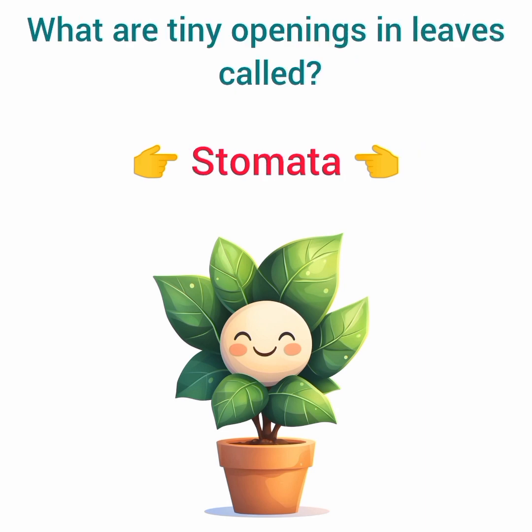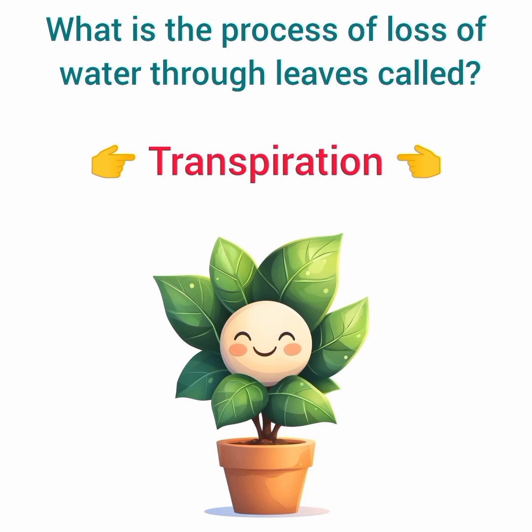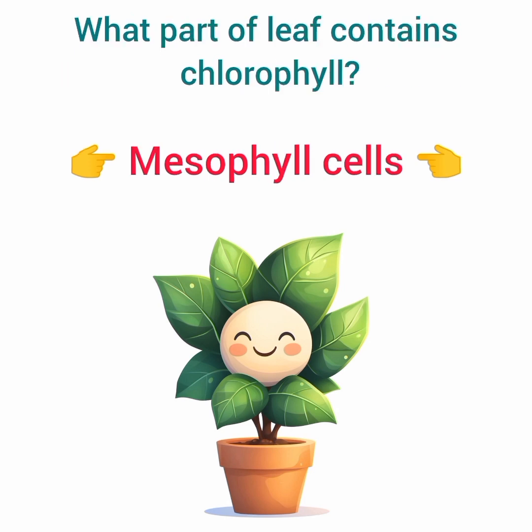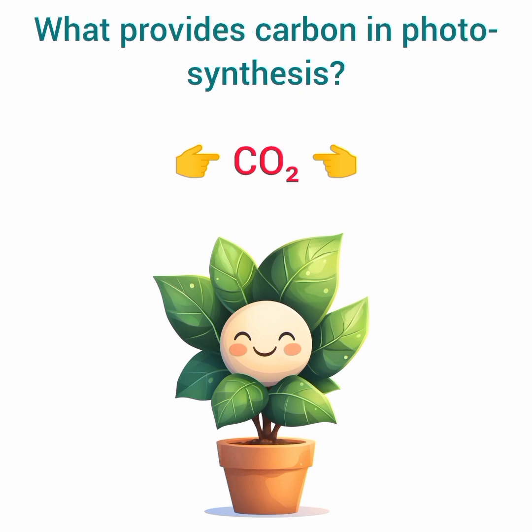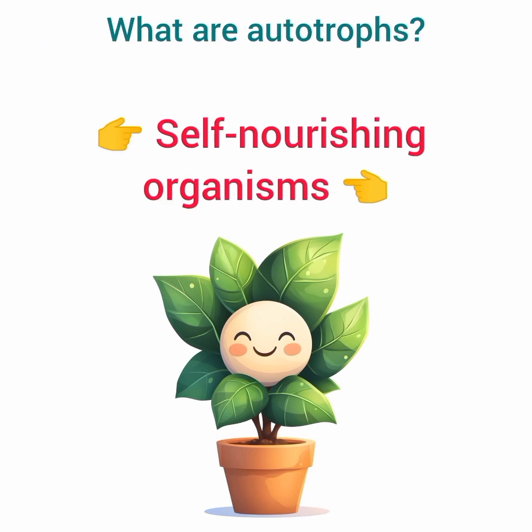What are tiny openings in leaves called? Answer. Stomata. What is the process of loss of water through leaves called? Answer. Transpiration. What part of leaf contains chlorophyll? Answer. Mesophyll cells. Which compound provides hydrogen in photosynthesis? Answer. Water. What provides carbon in photosynthesis? Answer. CO2.